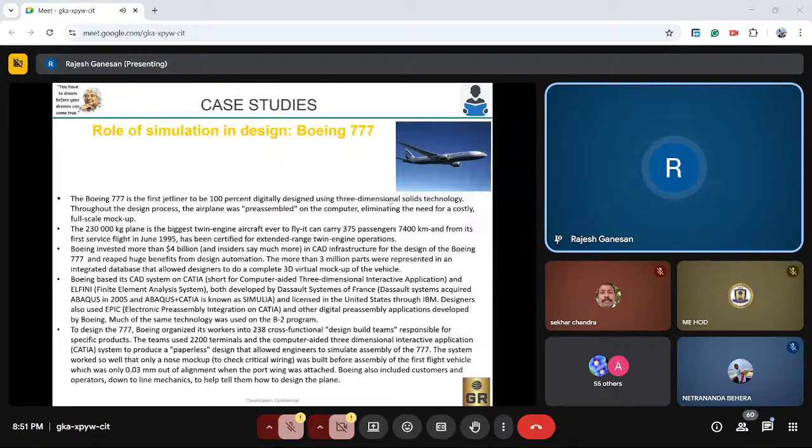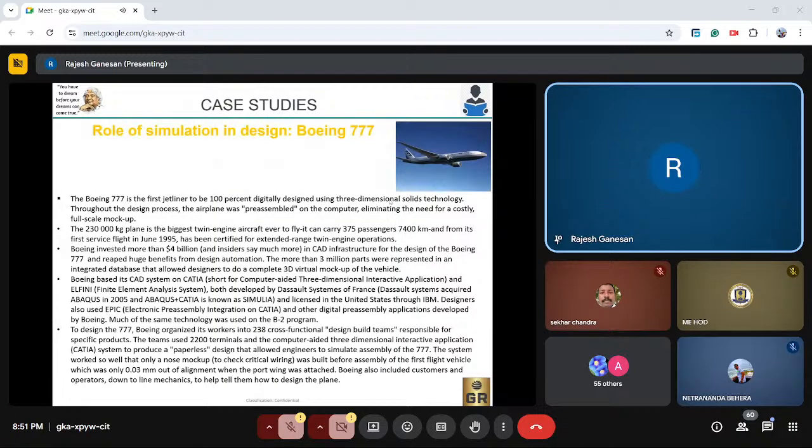Boeing based its CAD system on CATIA. Actually, CATIA is the software they are using for the 3D work. And Elfini, which is called a finite element analysis tool, is also used, both provided by Dassault Systems. Dassault is a software company, and they are providing these two softwares.